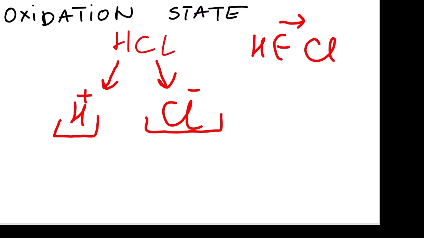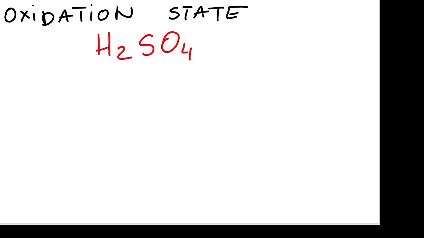So the oxidation state of hydrogen in hydrochloric acid is equal to plus 1. The oxidation state of chlorine in this compound is equal to minus 1. The total is equal to 0. The net oxidation state of hydrochloric acid, which is a neutral particle, is equal to 0. Let's consider the oxidation state in sulfuric acid.